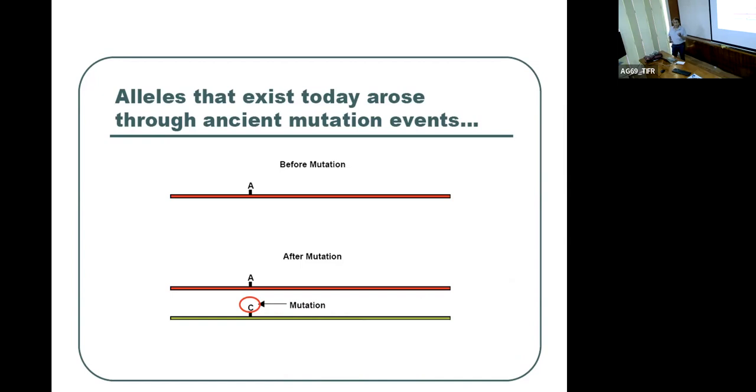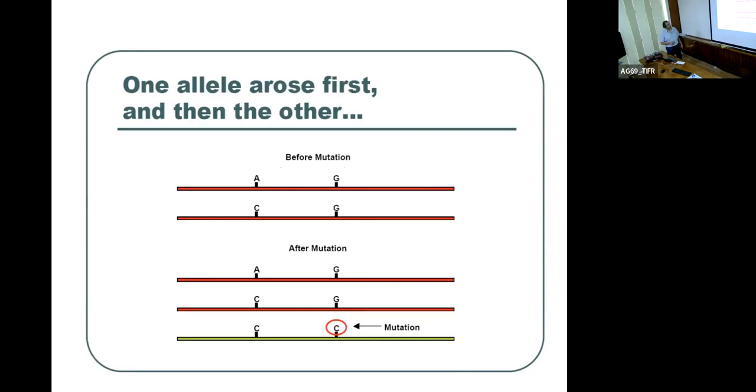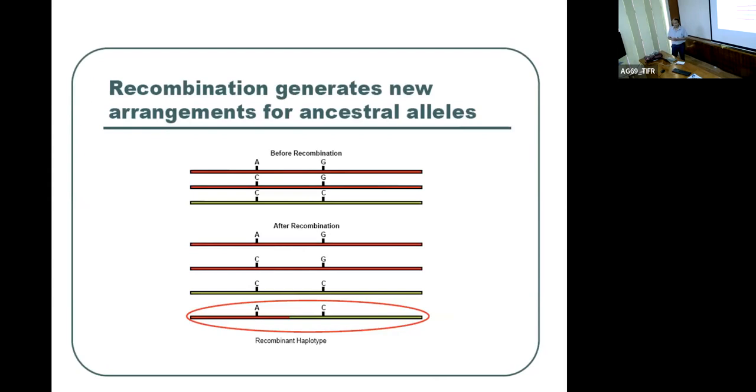Now, the mutation rate is very low. It's about 10 to minus 9 to 10 to minus 10 per base per replication. But your genome is huge, 6 billion bases. So you have about 3 to 6 changes every generation, in every germline. So this is not a trivial thing. Okay, and then alleles arise one after the other from mutation. And so the genome gets more and more complicated as time goes on. And then there's, of course, recombination, as I said. So things get shuffled as well.